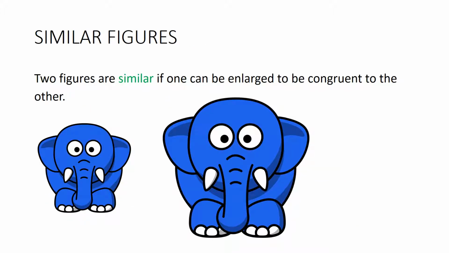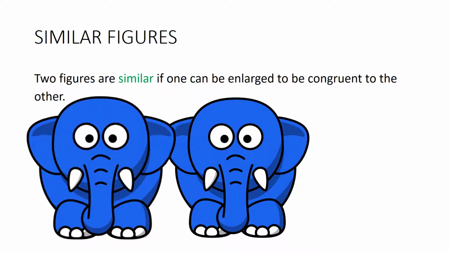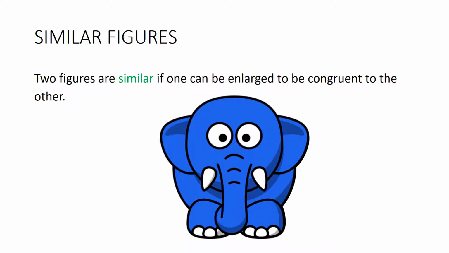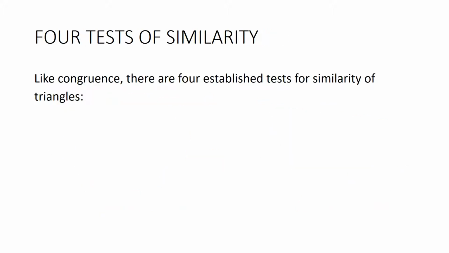Now, 2 figures are similar if one can be enlarged to be congruent with the other. So like this. Okay, so they will have the same shape, but not necessarily the same size. So these 2 here are similar. So it will have, in this case, 4 pairs of equal angles, and the sides will be in the same ratio. Now, like congruence, there are 4 established tests for similarity of triangles.